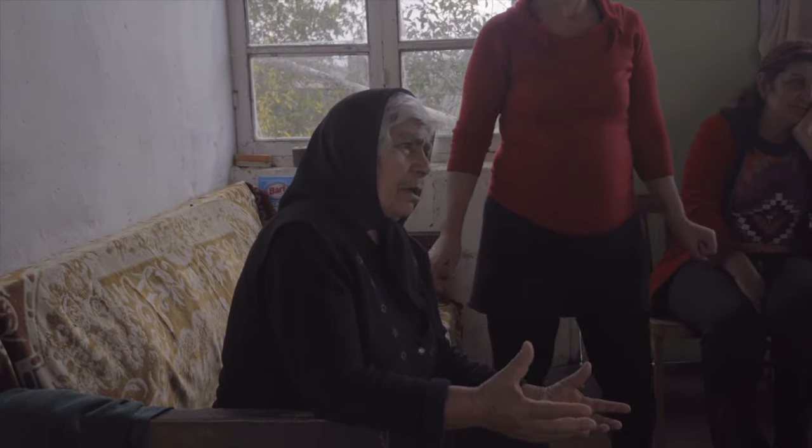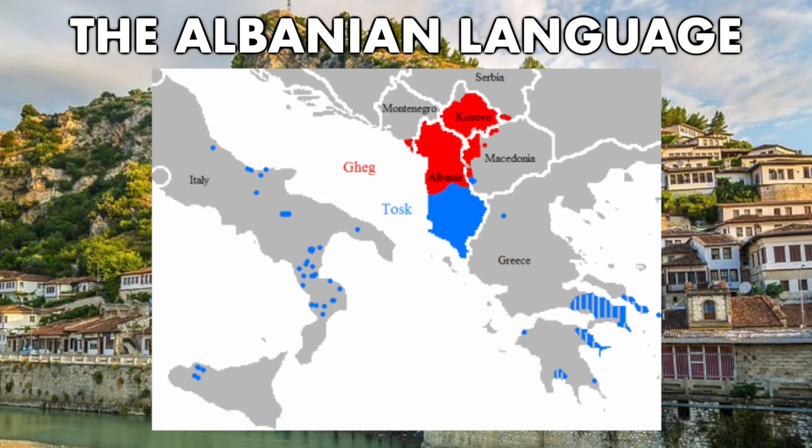In addition to the Hellenic branch with Greek, there's also Albanian, and Albanian is spoken right above Greece in Albania and Kosovo, which is either a country or a southern region of Serbia, depending on who you are. And it's also spoken in parts of Italy, Greece, and throughout the world in its diaspora.